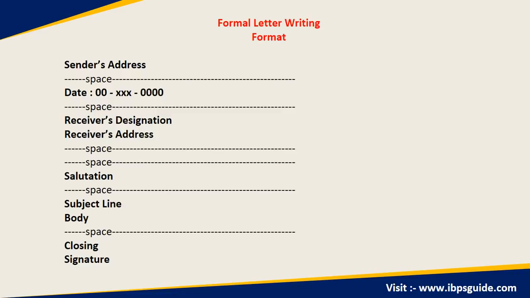So first you have sender's address, space, date, space, receiver's designation, receiver's address, and then space, salutation, space, subject line, body, space, closing, and signature. Okay, so sender's address. If you are writing the letter, you have to write your name and your address.